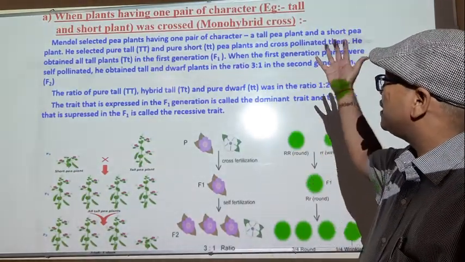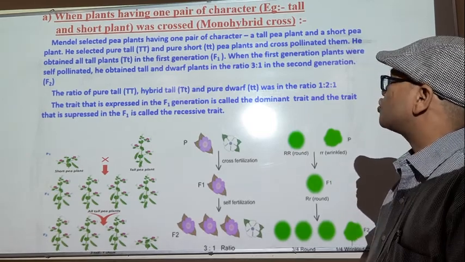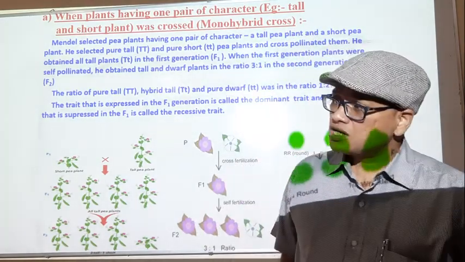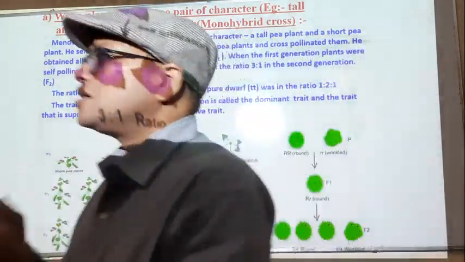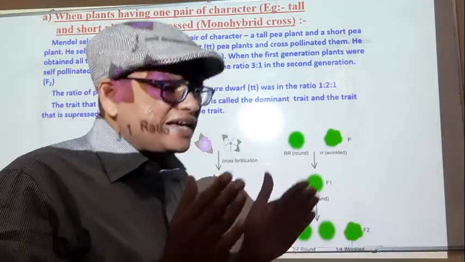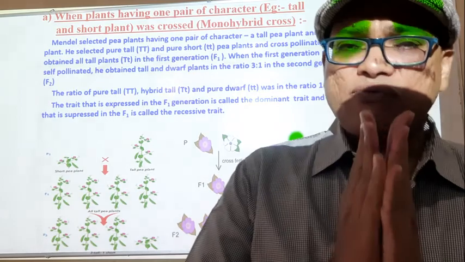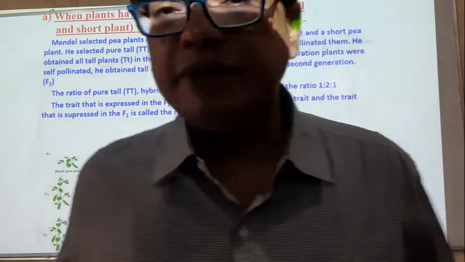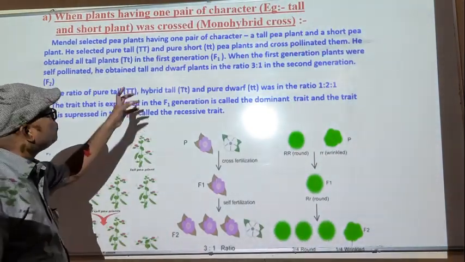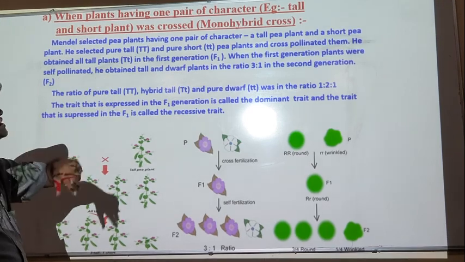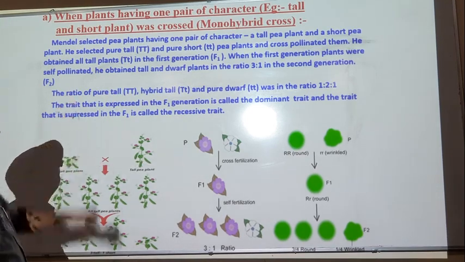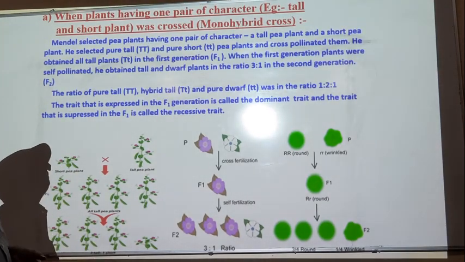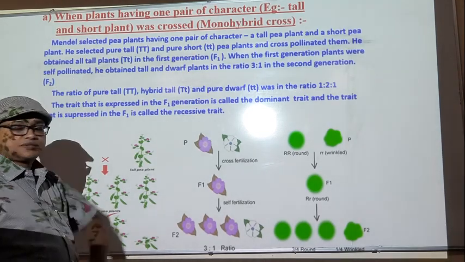When plants having one pair of characters, tall and short plants, are crossed, that is considered a monohybrid cross. Actually, crossing is another term: when breeding is done between 2 individuals, focusing on a single character only, it is considered a monohybrid cross. Mendel selected pea plants having one pair of characters, a tall pea plant and a short pea plant. He selected pure tall and pure short pea plants and cross-pollinated them. He obtained all tall plants.